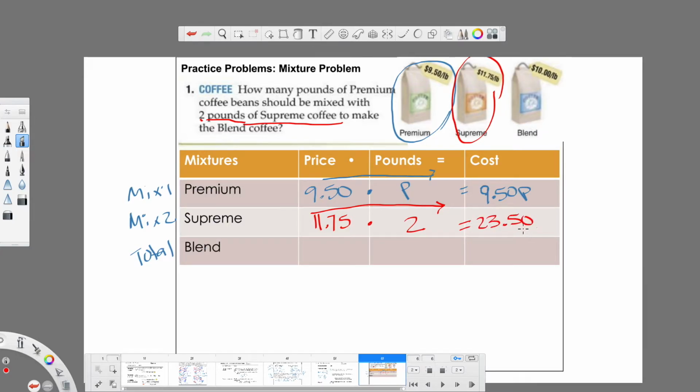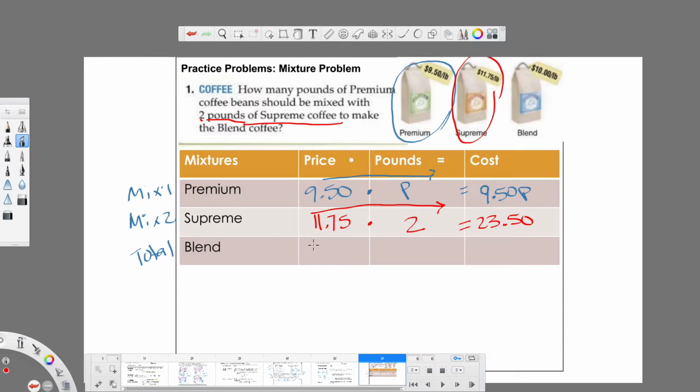And yes, you can use a calculator for that if you would like to. You could also do 11 times 2 is 22, 75 cents times 2 would get us $1.50, and then I can add those together. So you can kind of separate them out in your head if that makes sense, you know, doing that mental math. All right, I have my 2 pieces here.